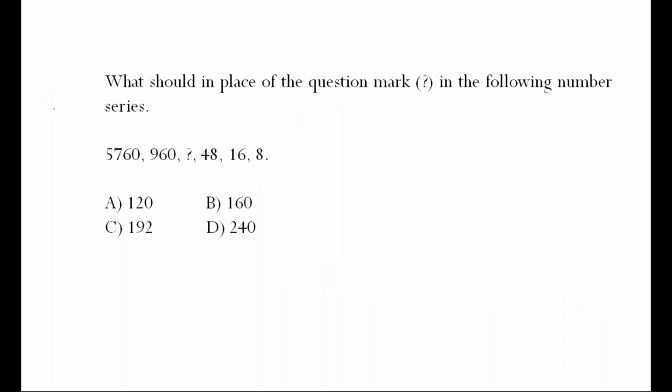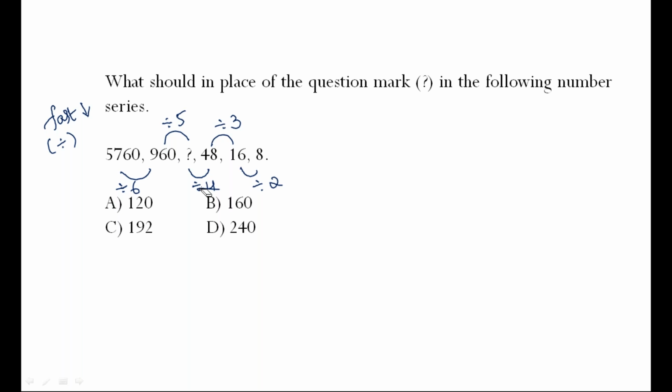Now this question is fast decreasing because 5760 becomes 8. Fast decreasing, definitely there is some division. Internally there is some division. Now if you just check this, this is divided by 2, this is divided by 3. Here it's divided by 6. This is divided by 3, divided by 2. This should be divided by 5, is it? And this should be divided by 4.